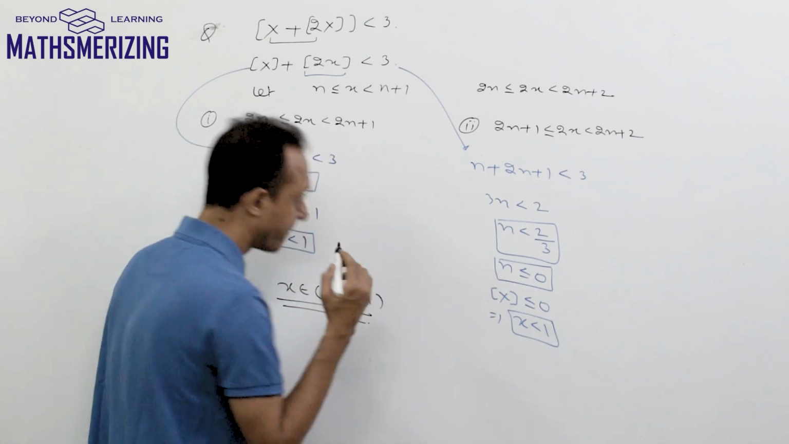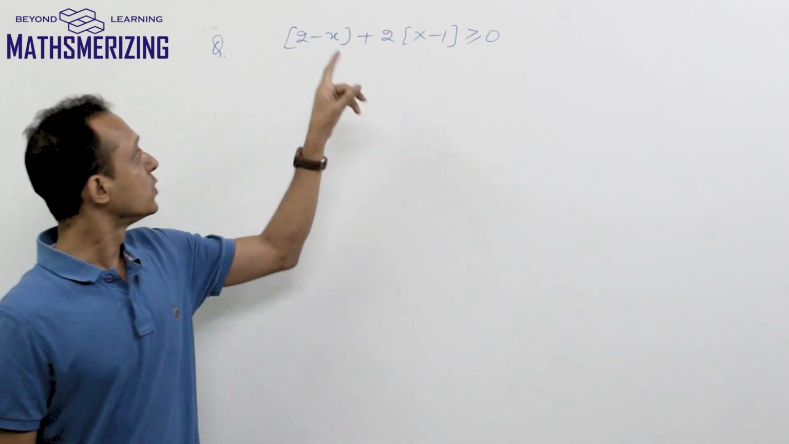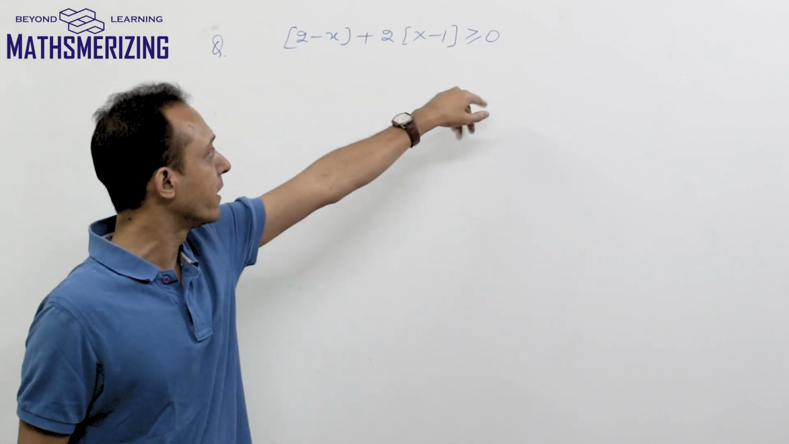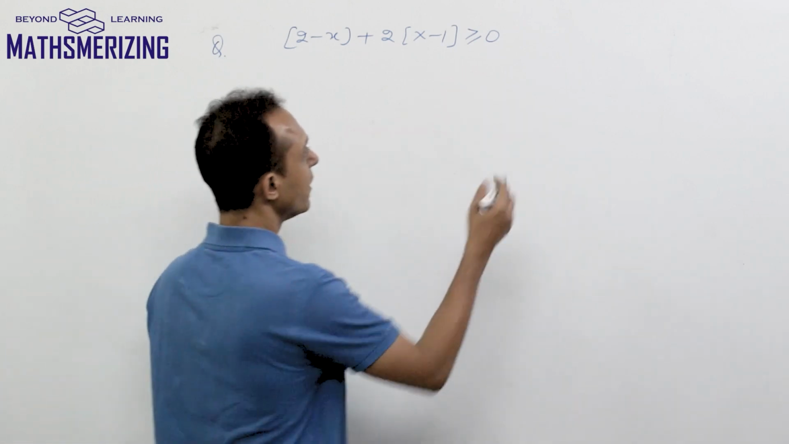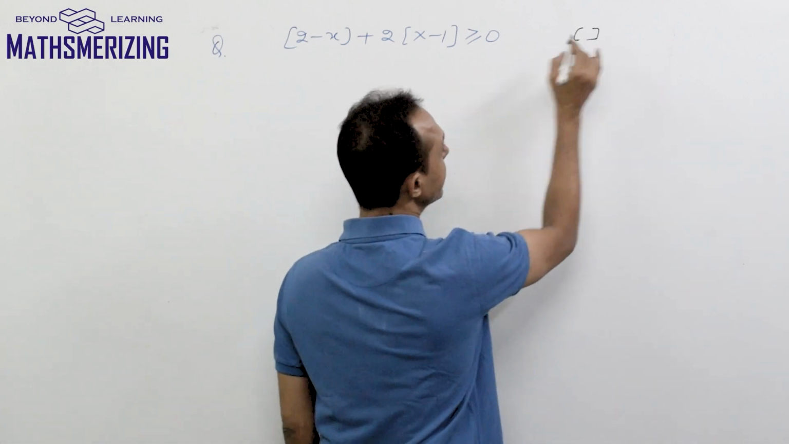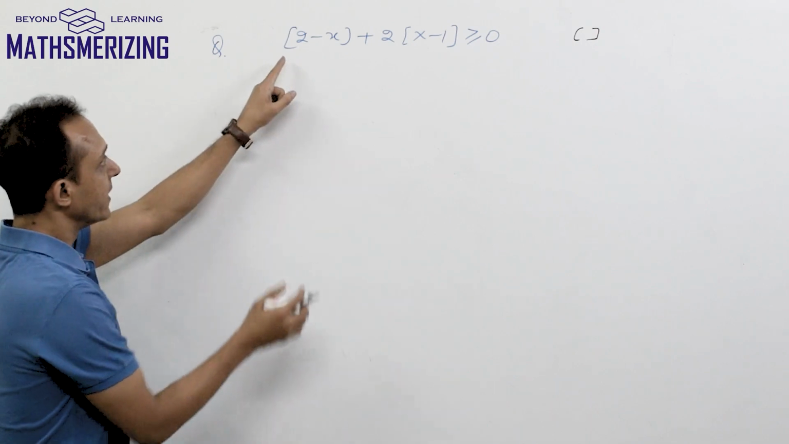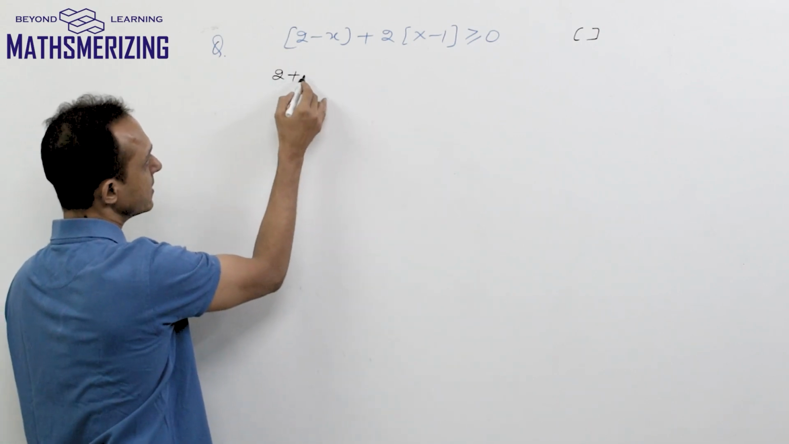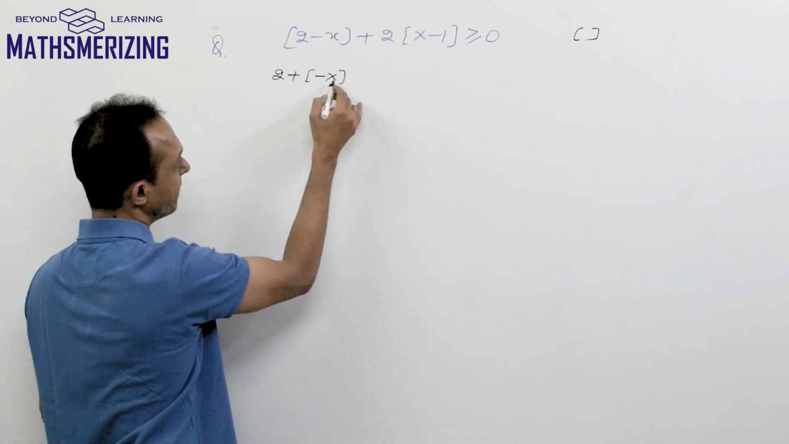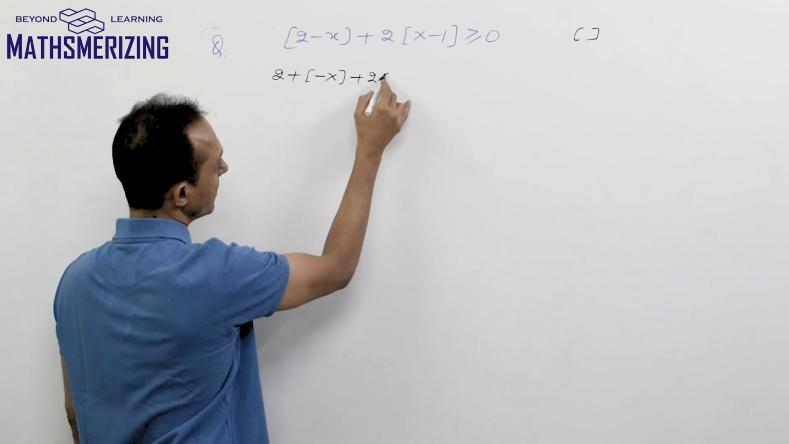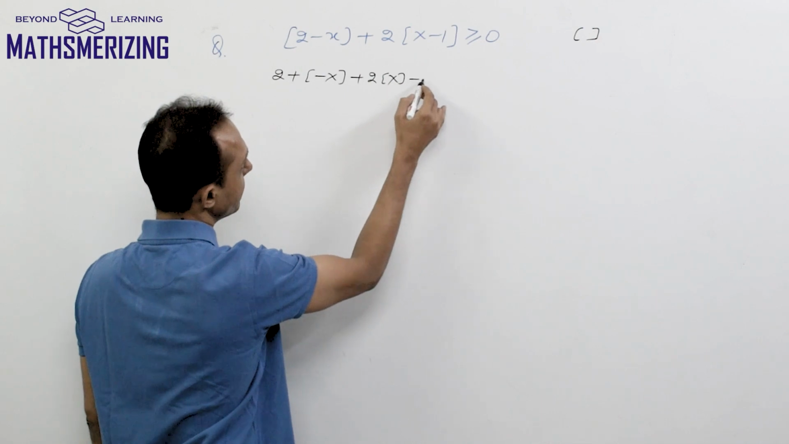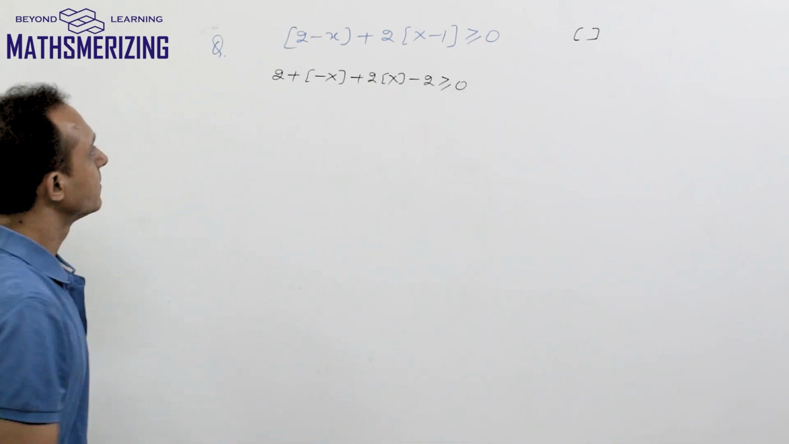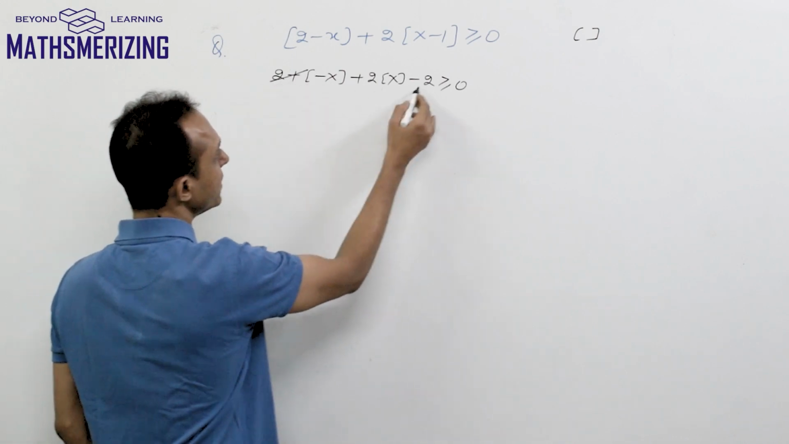Now we need to solve this inequality, which is the greatest integral function of 2 minus x, plus 2 into the greatest integral function of x, minus 1, and this is greater than or equal to 0, where this box represents the greatest integral function. Now I know that the greatest integer function of x plus n is the greatest integer function of x plus n, so I can write it as 2 plus the greatest integral function of minus x plus 2 times the greatest integer function of x, and then minus 2, it should be greater than or equal to 0. So I'll cancel 2 with 2.